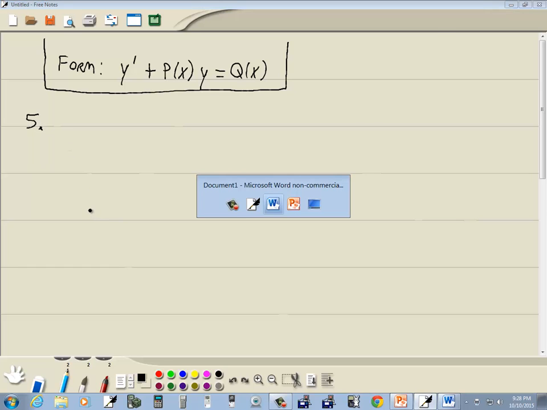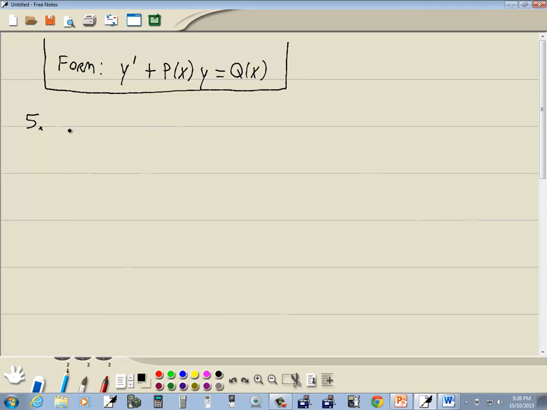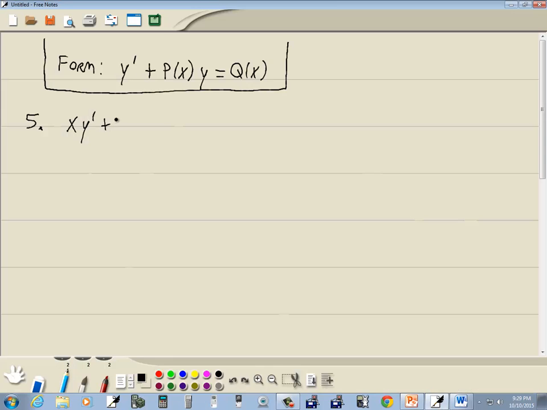Okay. Let's take a look at our next problem. Problem number 5. We got y prime plus 3y equals sine x. And it looks like I actually was smart enough to put a condition on the x on this one. Sometimes I don't see that until after I work the problem.